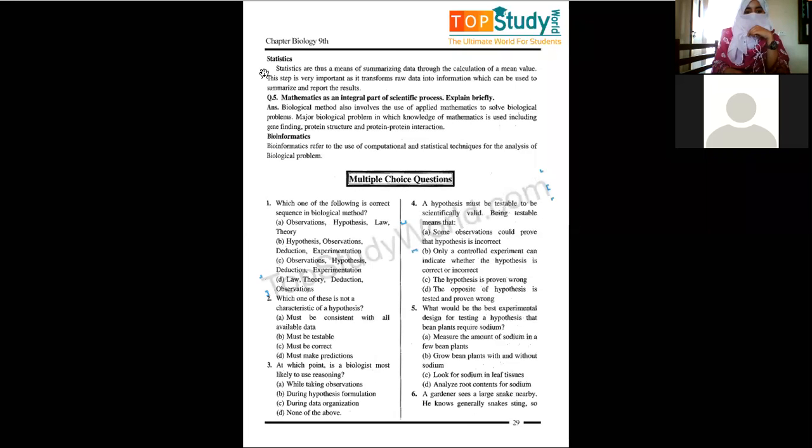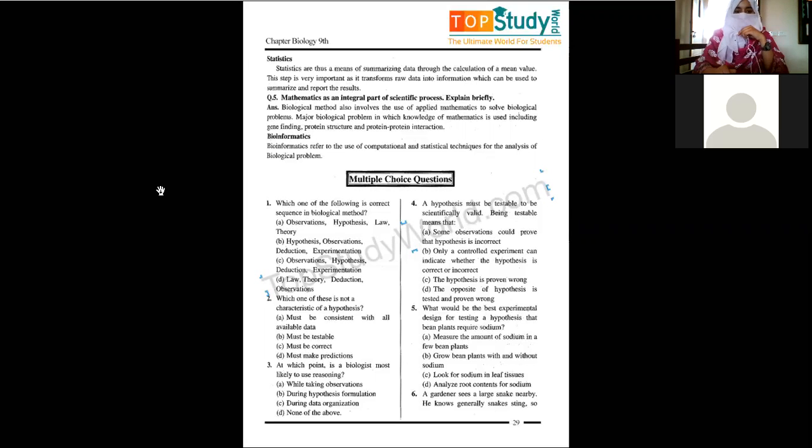What is statistics? Statistics is a means of summarizing data through the calculation of mean value. It means we will take the mean value of all the collected data. This step is very important as it transforms raw data into information which can be used to summarize and report the result. And this method is used to transform raw data into information and used to summarize and report results.